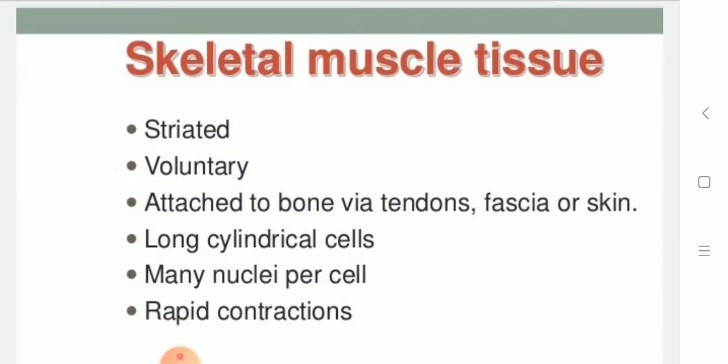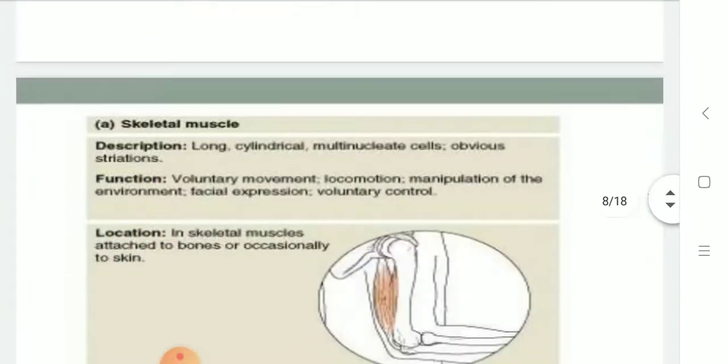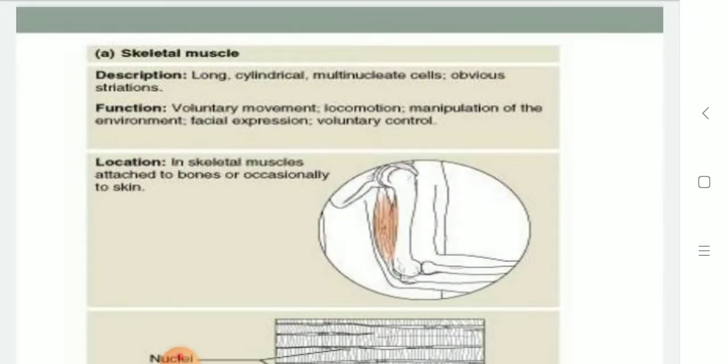Skeletal muscle tissues are striated, voluntary, and attached to bone via tendons, fascia, or skin. Long cylindrical cells, many nuclei per cell, rapid contractions. Skeletal muscles have long, cylindrical, multinucleated cells with obvious striations. Functions: voluntary movements, locomotion, manipulation of the environment, facial expression, voluntary control. Location: skeletal muscles attached to bone or occasionally to the skin.